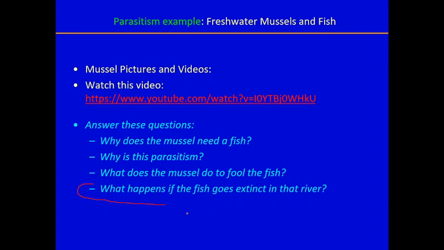This is an example of what's called an extinction cascade. You lose one species and you lose another. And so that's one of the problems that we have in protecting biodiversity on this planet. We've lost a lot of species, and the other species dependent on them are also lost. And in this case, it's the mussels and the fishes. We've lost a lot of fishes from our rivers.